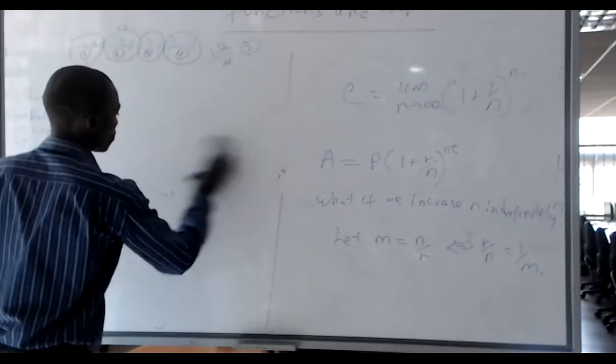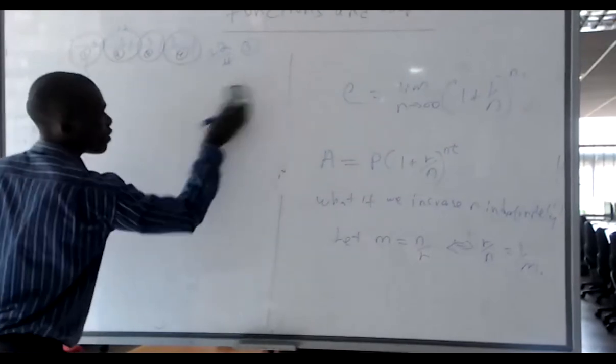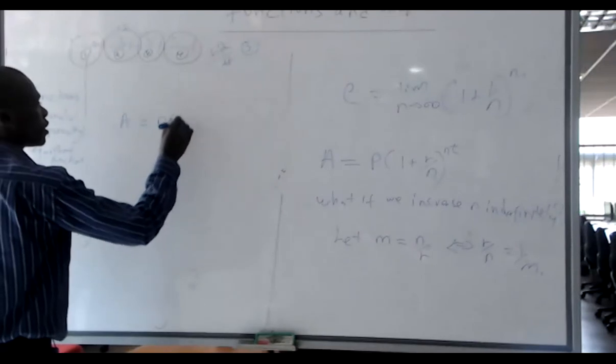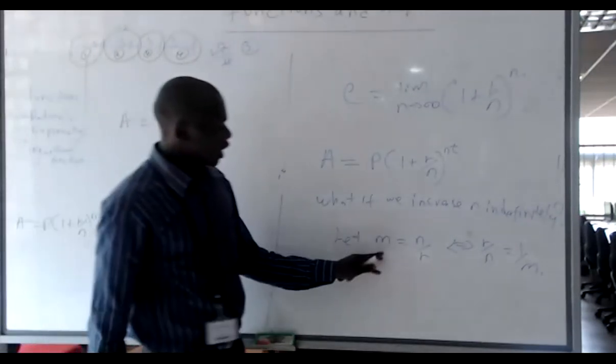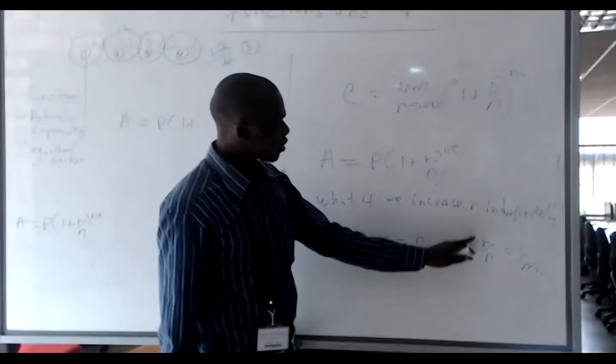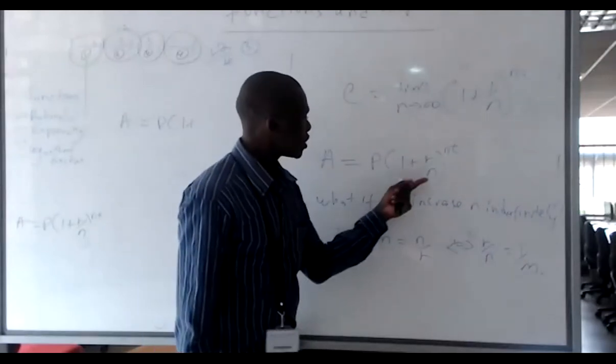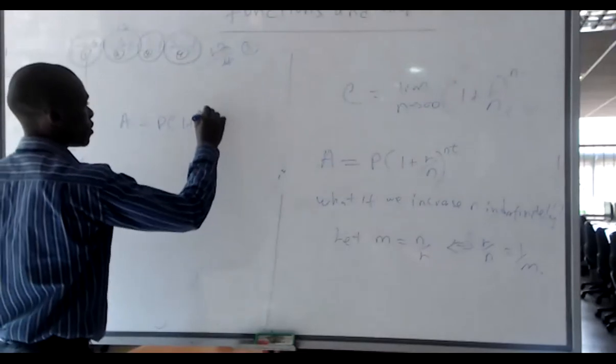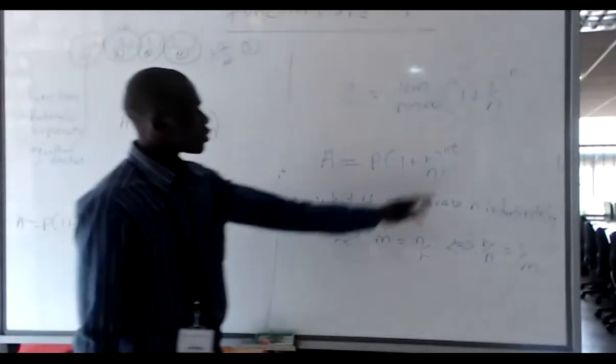Now I can write this amount by this change of variables. So I'm moving away from n to m. I can write A as P times (1 plus r over n), and since m is n over r, r over n becomes 1 over m. So it's 1 plus 1 over m, all of this raised to nt.